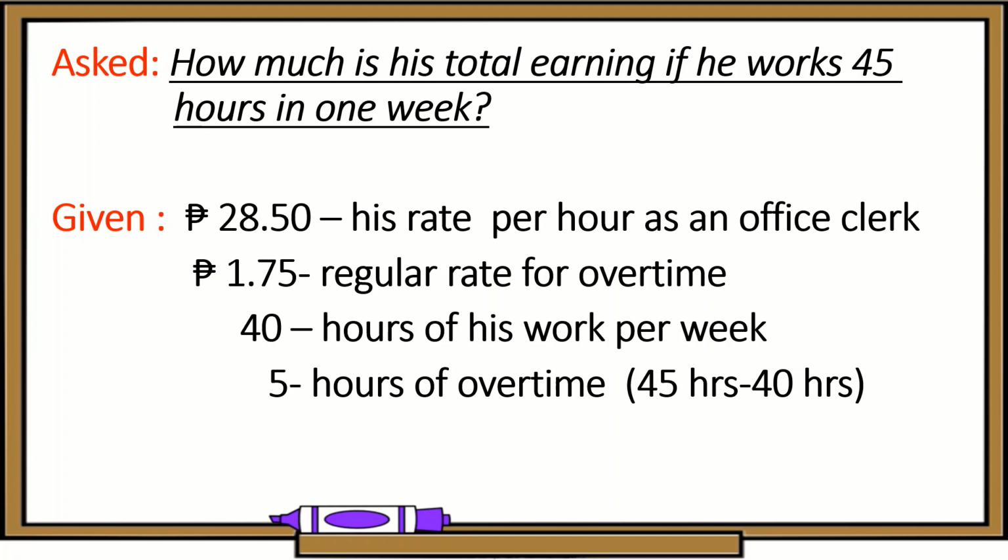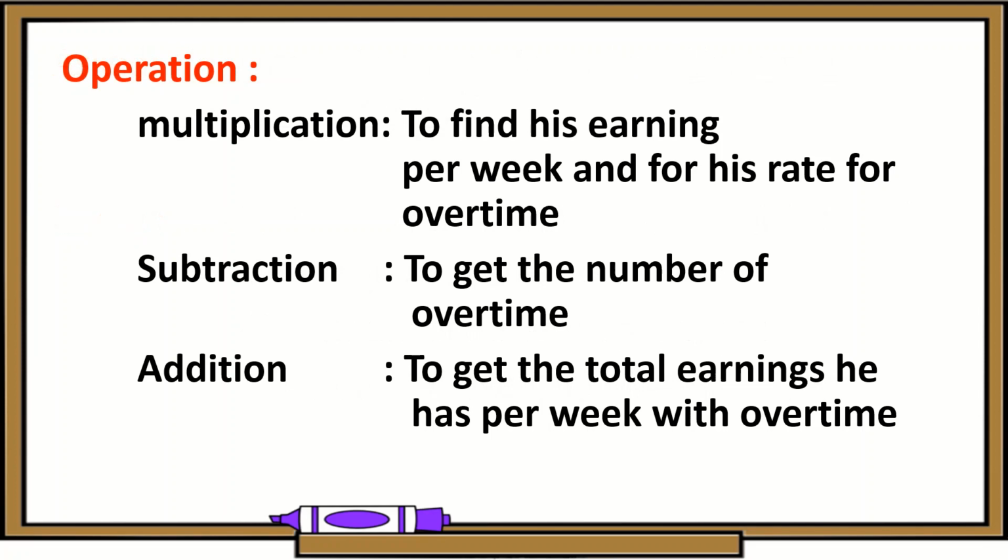Saan nanggaling yung 5? Yung 45 hours natin, kung magtatrabaho siya ng isang linggo, minus yung regular niyang oras, ang pagtatrabaho kada linggo ay 40. That is why meron tayo ditong 5. At para sa operation na ating gagamitin, first, we are going to use multiplication para makita o malaman kung magkano ang kanyang earnings sa buong isang linggo at para makuha natin yung kanyang rate para sa overtime. Subtraction para makuha natin ang number ng kanyang overtime. And addition to get the total earnings o makuha natin ang kabuuang kanyang kinita sa buong isang linggo kapag may overtime.